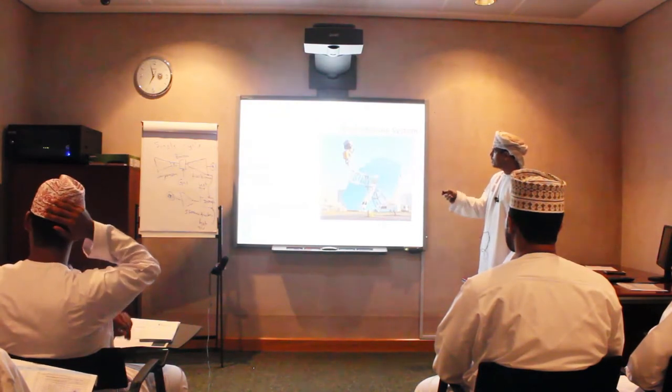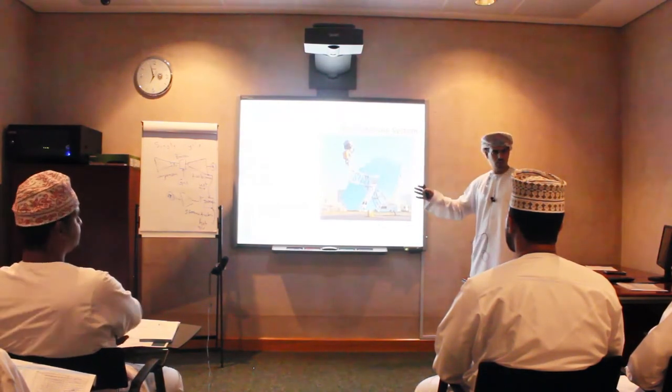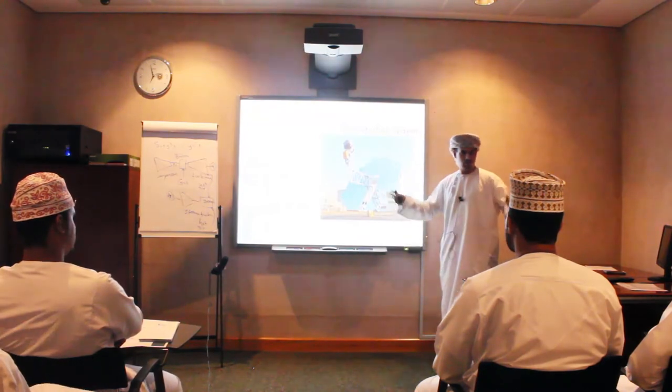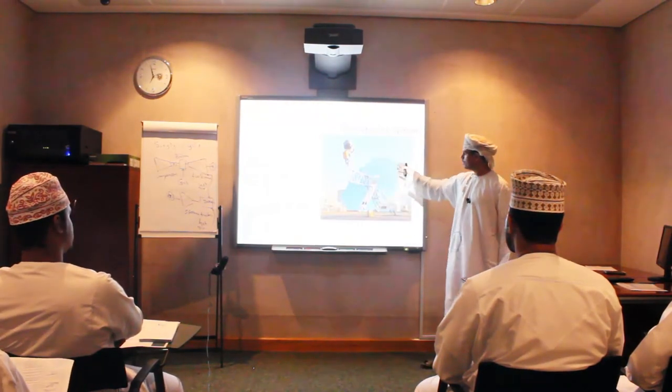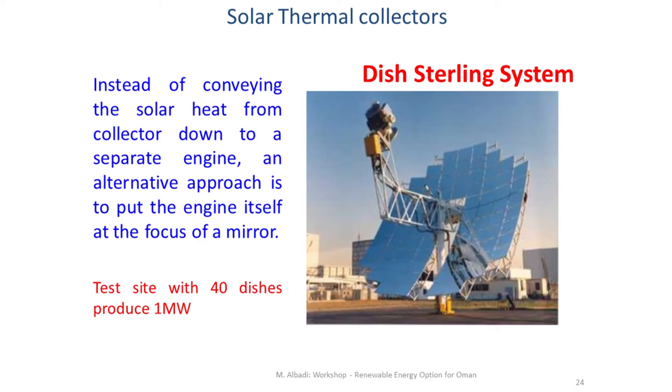Another technology is the dish Stirling system. It's like the old dish receivers that we used to have. It's just mirrors equipped with an engine. You don't need to generate steam there and transfer it to a steam turbine. It's internal. So electricity will be produced inside there. There are moving parts in this engine, and the movement is due to the solar energy, and you can equip this engine with a small generator.